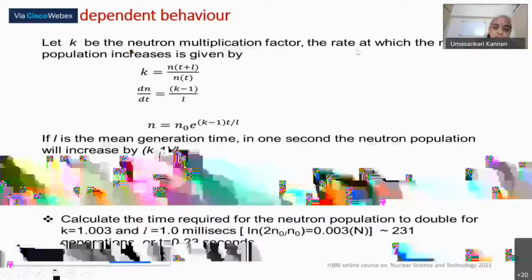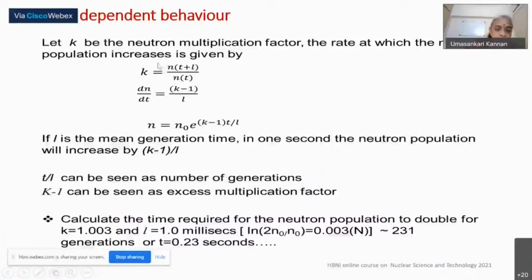Let K be the neutron multiplication factor. The rate at which the neutron population increases is given by K, which is equal to the neutron population at time T plus L, divided by the population at time T. Or dN by dt is K minus 1 by L. If I expand this and take it to the left hand side, the rate of change of neutron population is K minus 1 by L.